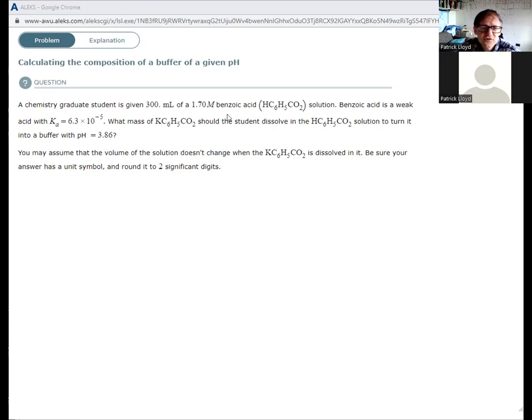So much of this type of problem is just sort of figuring out what information you're given and what information you're not given. So you have the molarity of the acid. You have the Ka of the acid. Okay, you're given the pH. So that means you just need to find the ratio of the base to the acid. And then once you get that ratio, that gives you the molarity of the base. You're given the volume of the solution. So molarity times volume is moles of the base. Once you've got the moles of the base, you can use its molar mass to figure out what the mass in grams is. And there you go.